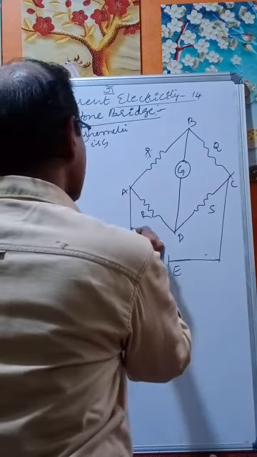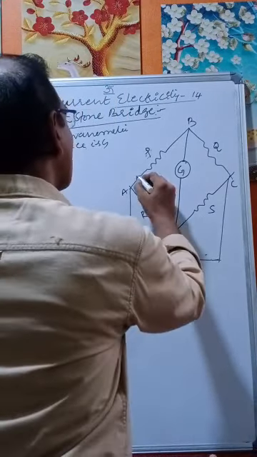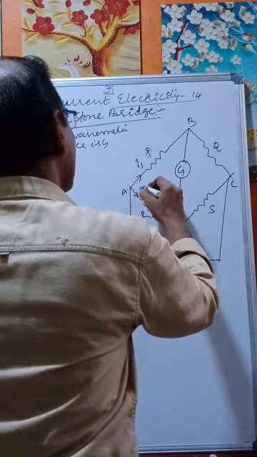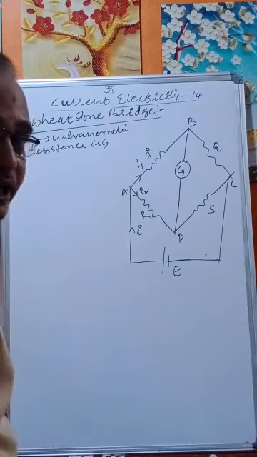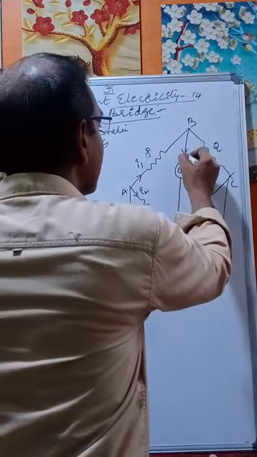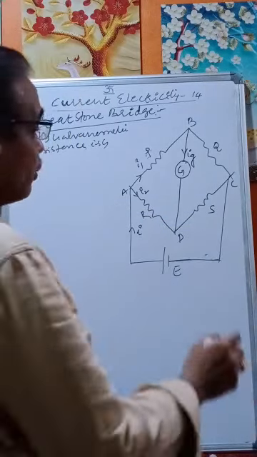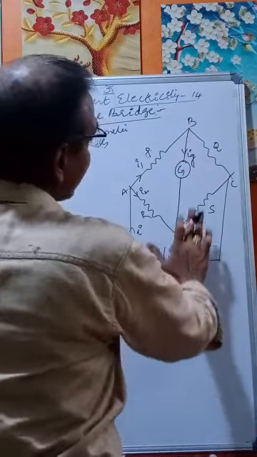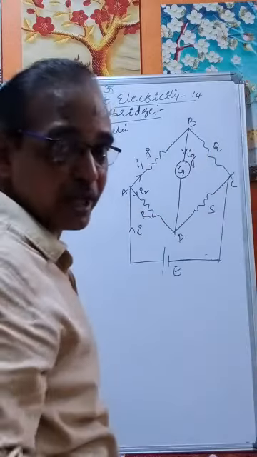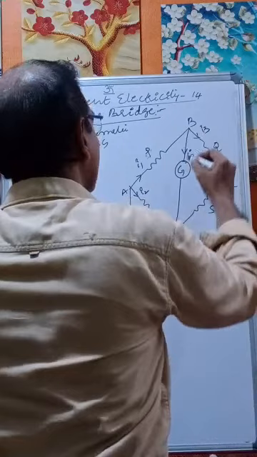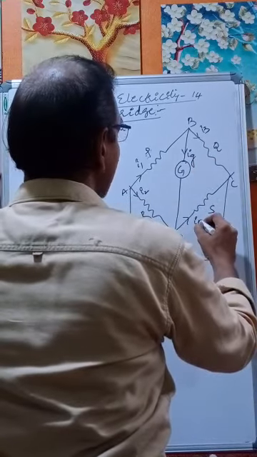Now the current I is flowing like this. It splits into 2 parts. Here current I1, this is current I2. Let the galvanometer current be Ig. You can take the direction like this or like this, no problem. You will get the same answer. Now let the current through this branch be I3 and the current through this branch be I4.